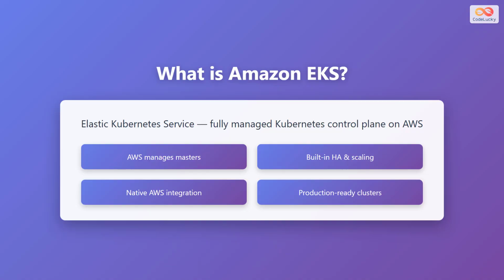Amazon Elastic Kubernetes Service, or EKS, is a fully managed Kubernetes control plane service offered by AWS. Instead of manually setting up and maintaining Kubernetes master nodes, AWS handles all the heavy lifting for you. EKS automatically manages the master nodes across multiple availability zones, providing built-in high availability and automatic scaling. It integrates natively with other AWS services like identity and access management, elastic load balancing, and virtual private cloud. This means you can focus on deploying your applications rather than managing infrastructure, giving you production-ready clusters in minutes.